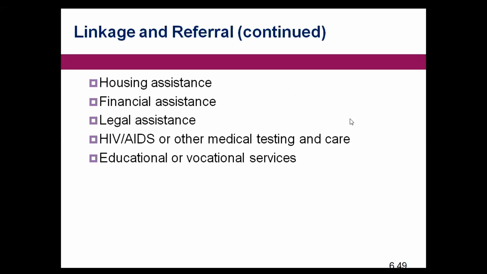Linkage and referral continued. Housing assistance, financial assistance, legal assistance, HIV/AIDS or other medical testing and care, educational or vocational service. All these are things that a client needs. Of course, when he leaves, he has to sort out the issue of housing, finances, and he may be involved in some criminal justice problem, and then he needs legal assistance, and they may also be HIV positive, and need treatment for those. And then what about the educational or vocational services? You need to be able to liaise with programs that provide all this for the client.